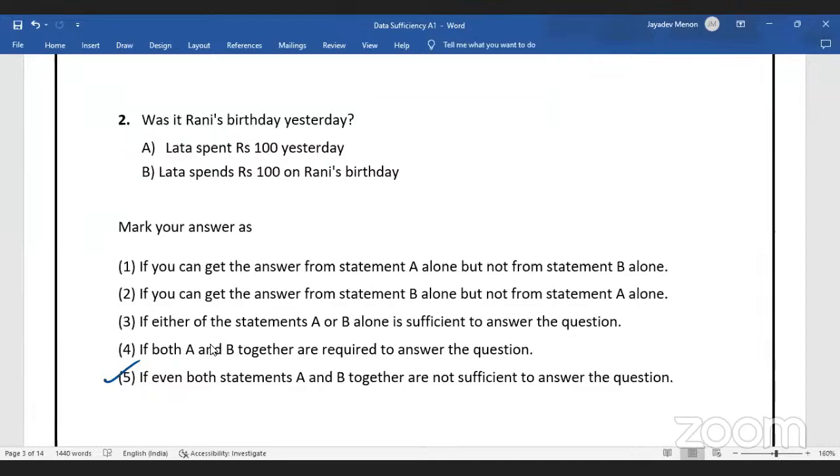We can say maybe or may not be. Therefore, we need to select option 5. Both the statements A and B together are not sufficient to answer the question.